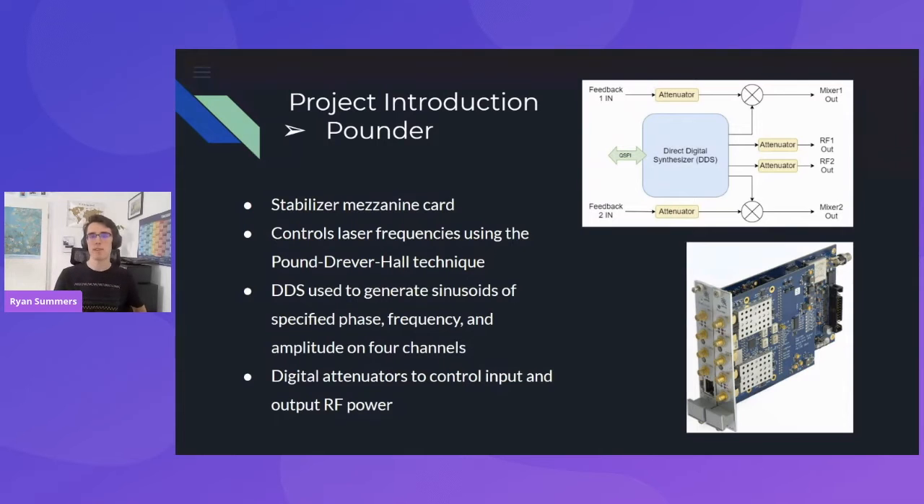Having that precise control over these waveforms allows the physics experiments or the control algorithms to precisely tune the laser frequencies. This card also has a number of other peripherals on it, such as digital attenuators that we can control to adjust the power of the various RF signals that we're taking in or generating. There's a lot of analog hardware for mixing the various signals together to generate outputs for controlling the laser.